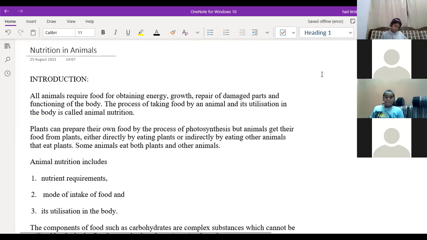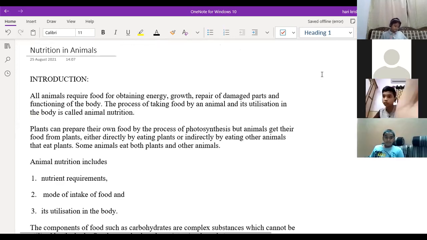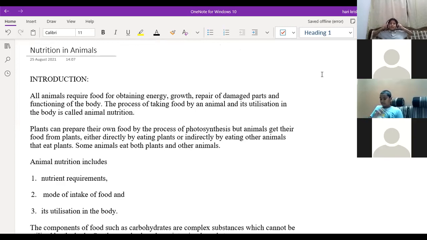That means all the plants are autotrophic in nature, right? Only some plants are heterotrophs, like they depend upon other plants or upon animals. But most of the plants in our nature are autotrophic. That means they can prepare their food on their own with the help of the photosynthesis process.